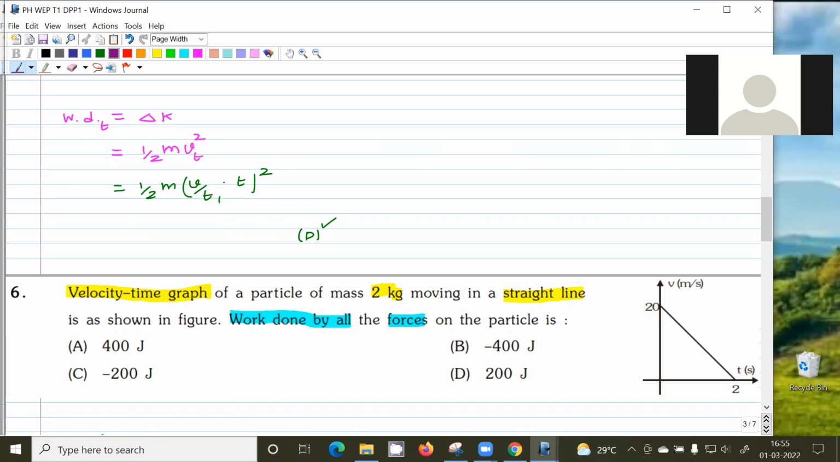So velocity is dropping down. So work done by all forces should be negative. Minus 20 acceleration. You don't have to find acceleration. Just the work energy theorem will do.